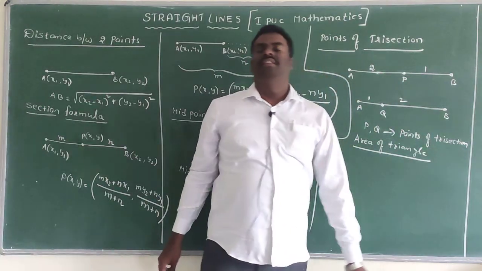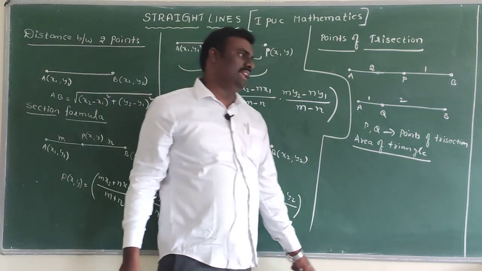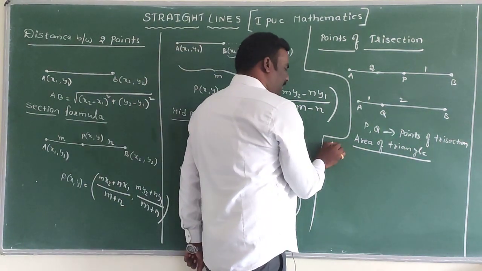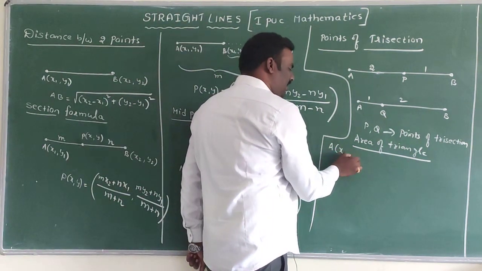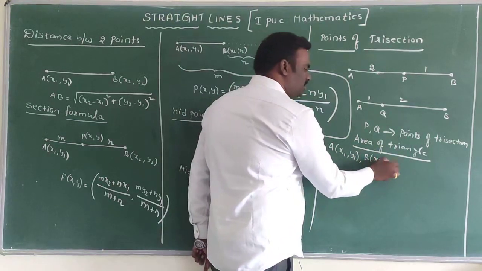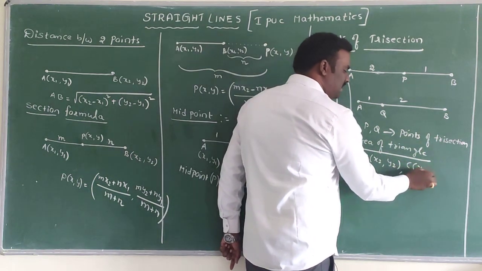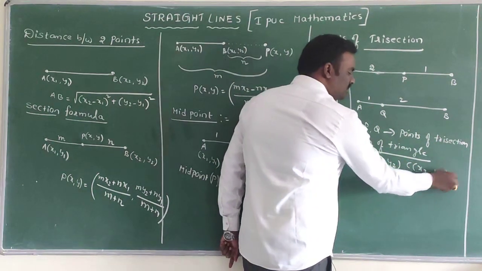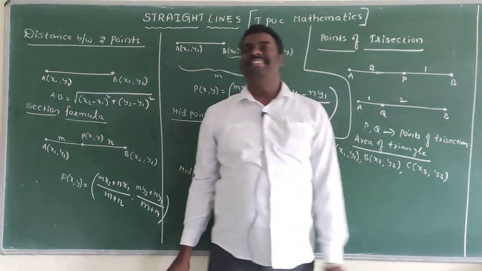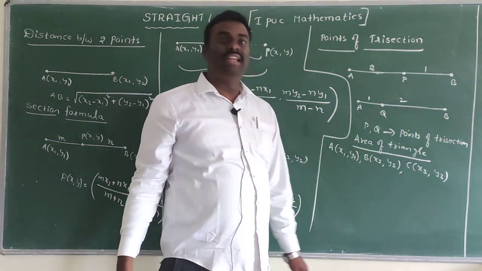How to find the formula for the area of a triangle when the vertices are given? Now, if capital A is (x1, y1), capital B is (x2, y2), and capital C is (x3, y3), so these are the vertices of a triangle, then how to find the area?